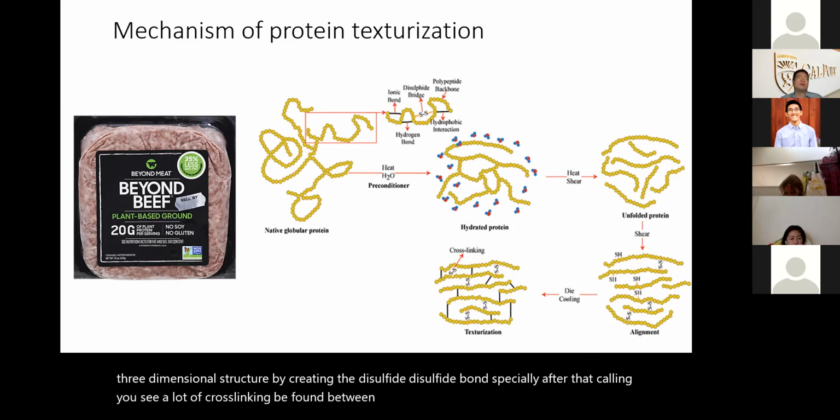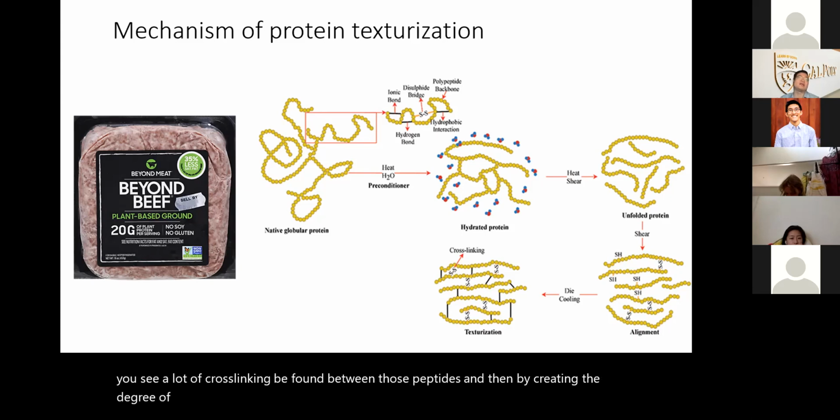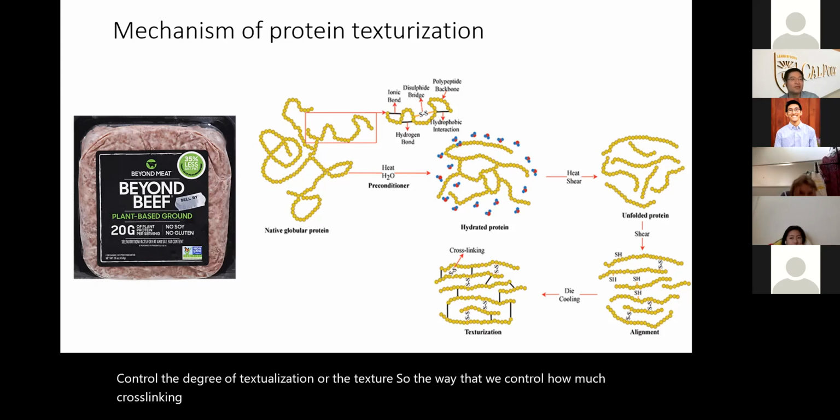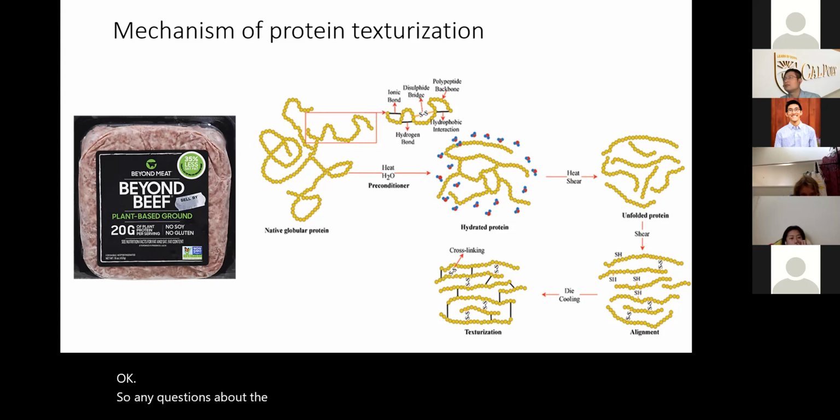Okay, and then by controlling the degree of the cross-linking, we can actually control the degree of texturization, or the texture. So the way that we control how much cross-linking we want to achieve is basically by using the specific mechanical energy. Okay, so any questions about the protein texturization process?